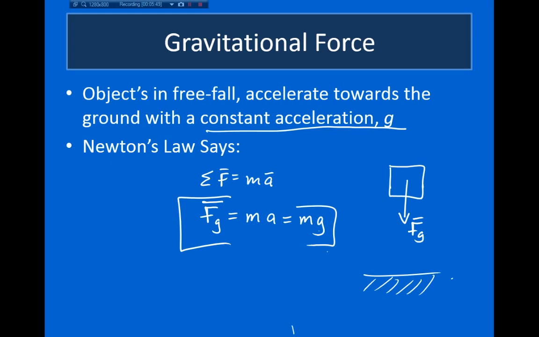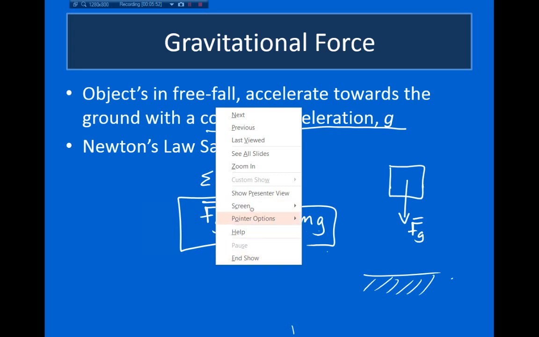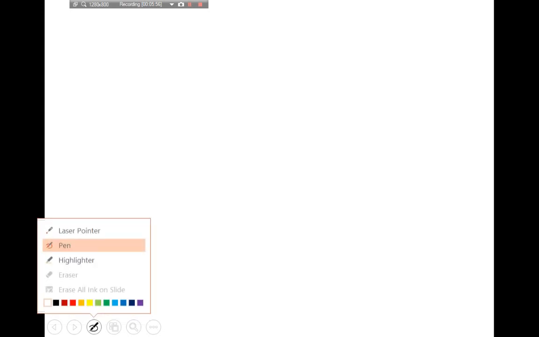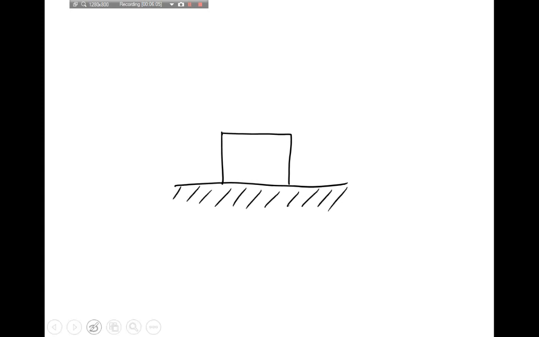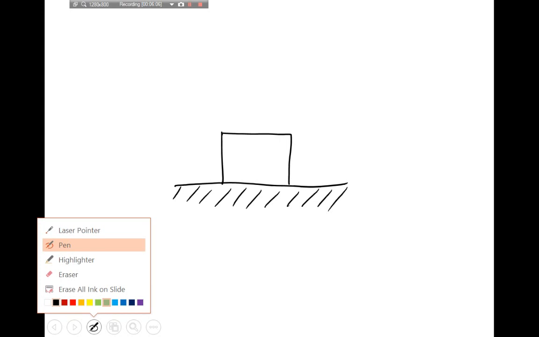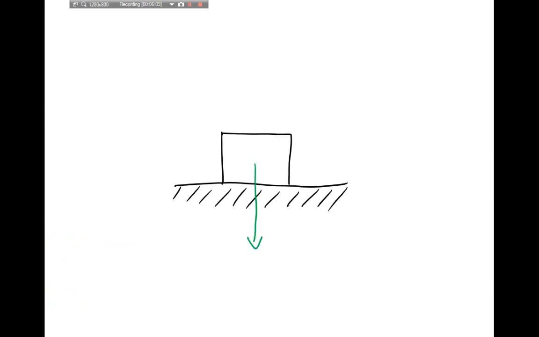Now, this is the force due to gravity. Let me just open up a blank sheet here, a white screen. But if I have a box sitting on the floor, right? So here's the floor, I put a box down. I know that there's going to be this force due to gravity that's pulling down on the object.